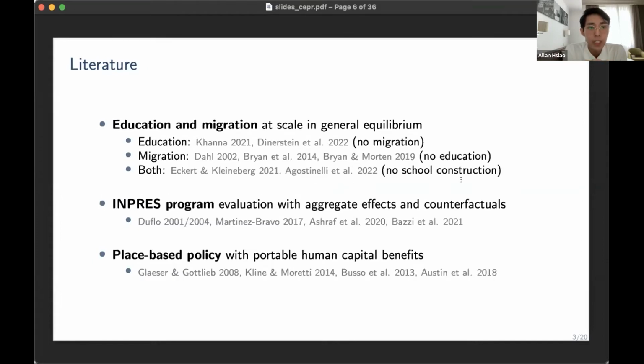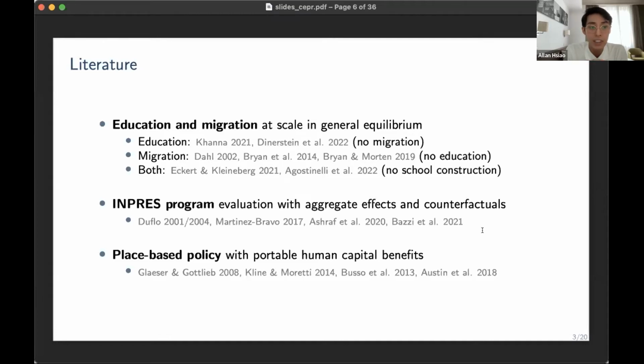So to briefly hook into the literature, again, I'm thinking about education and migration at scale in general equilibrium. There are nice papers that think about education at scale in general equilibrium without migration. There are nice papers that think about migration without education. There are a small handful of papers that think about both. But what I'm going to bring to the table is this nice quasi-experiment via the school construction at scale nationwide, and also be able to look at long-run outcomes. That is to say, I'm connecting directly to this rich literature kicked off by Esther on the INPRES school construction program. I'm adding here thinking about aggregate effects, distributional effects, and running counterfactuals.